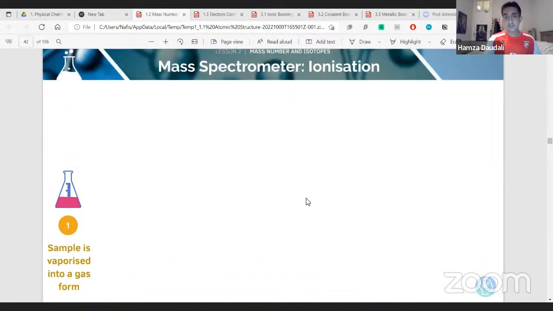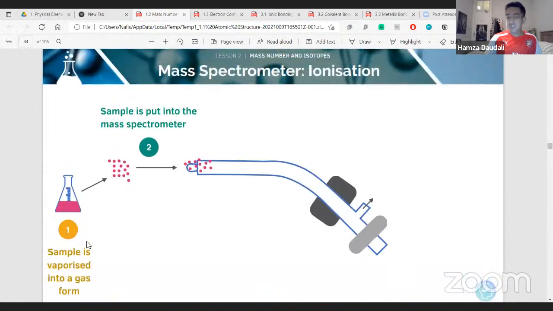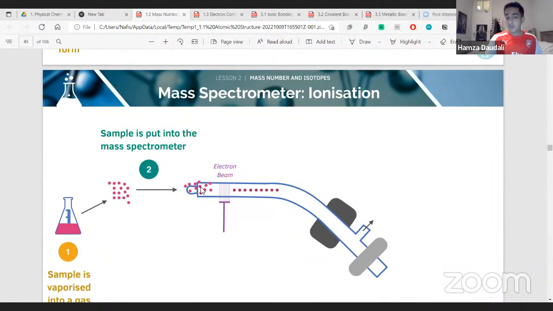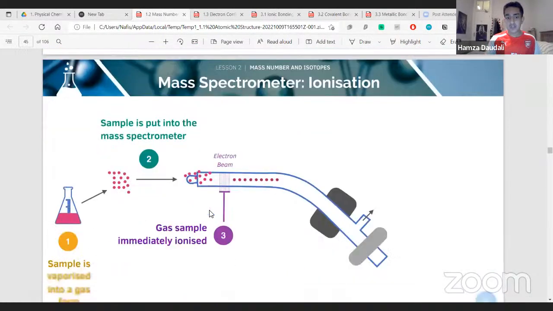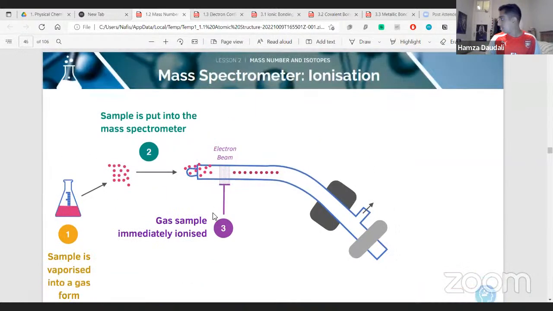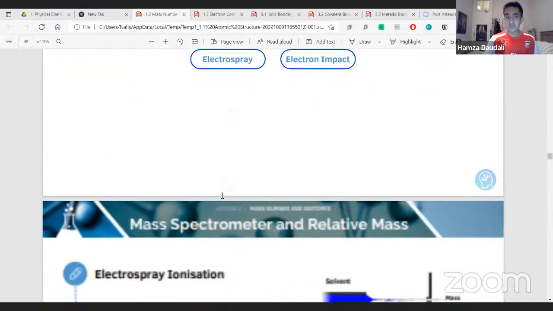So the first process is ionization. A sample is vaporized into a gas form and is put into a mass spectrometer. When it's put into a mass spectrometer, it is immediately hit with an electron beam. This electron beam is going to make all of the gas in the mass spectrometer immediately an ion. And this ionization can happen in 2 ways.